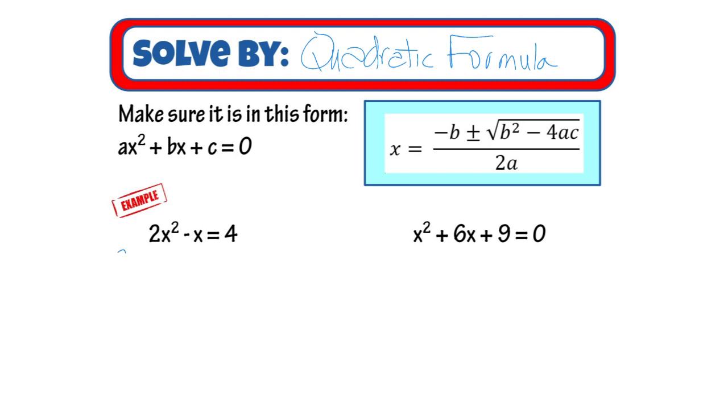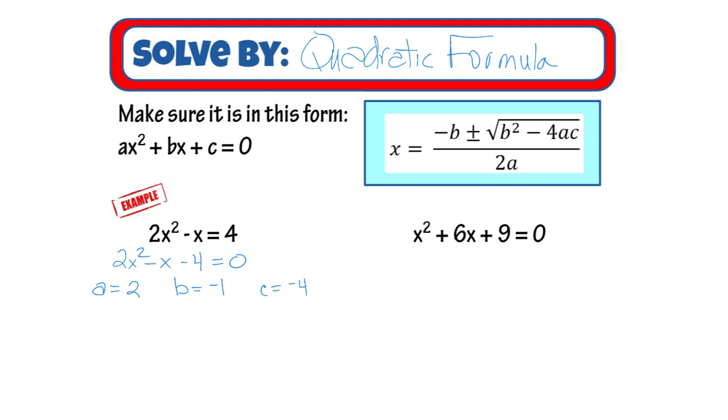So my first step would be to go ahead and subtract that 4 back over here. And then you're going to identify what is the a. Well, that's the coefficient on your x squared. Your b is your coefficient on your x. And your c is your constant.